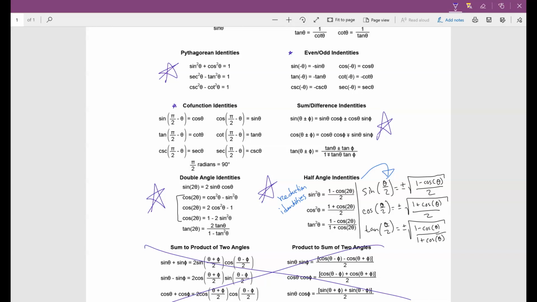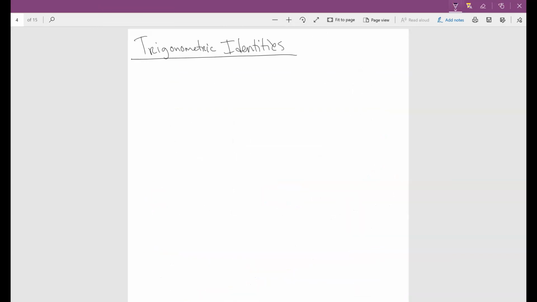We're going to start off with the sum and difference formulas. Okay, so starting with the sum and difference. Let me go back to my notes. So we're going to start with sum and difference.